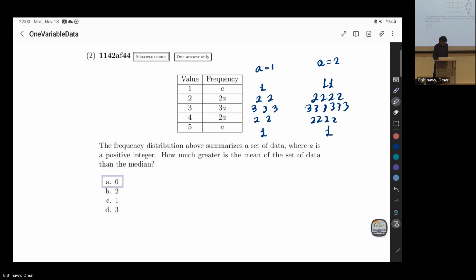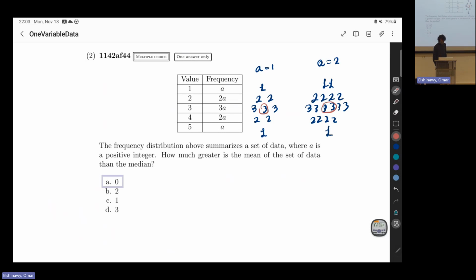So clearly the median is always going to be 3. It's always the value in the middle. You can always spot it from here, or it will be the average of these two, which is still 3, and so on and so forth.